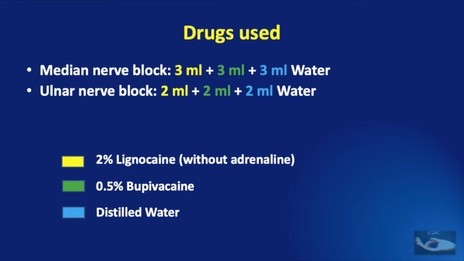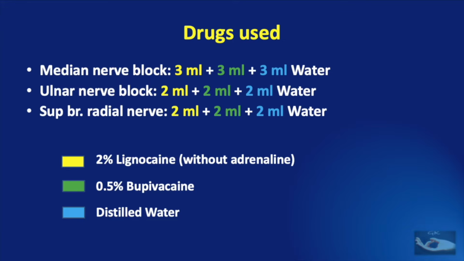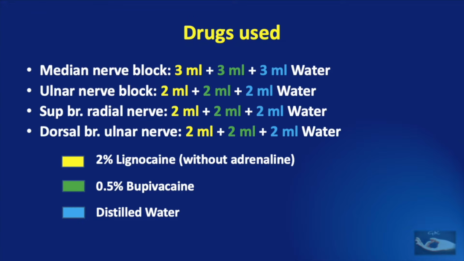For blocking the main ulnar nerve, we need 2 ml of each of these solutions, and the same amount of solution for blocking the superficial branch of the radial nerve and the dorsal cutaneous branch of the ulnar nerve. These volumes mentioned here are for an average adult weighing about 60 kilograms. So even for a complete wrist block, we will be using 9 ml of 2% lignocaine without adrenaline, 9 ml of 0.5% bupivacaine, and 9 ml of distilled water, which is well within the safe range.